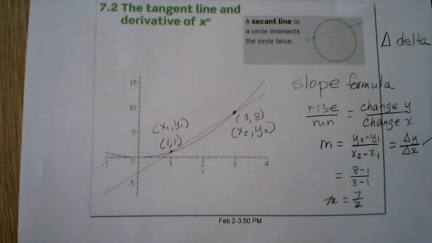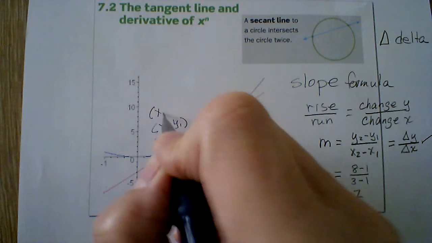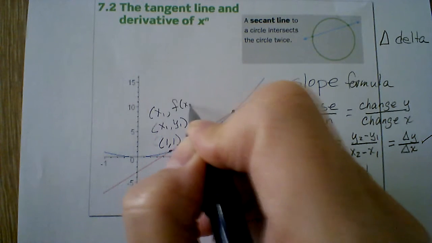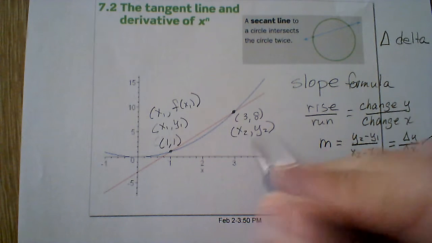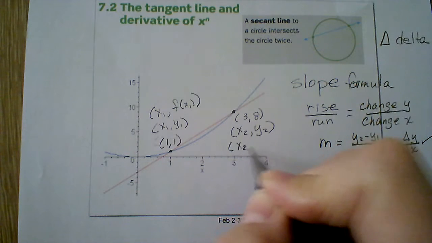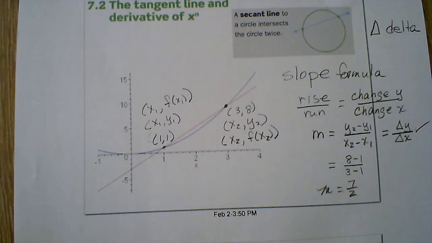I could also label it a slightly different way. I could call this x1, and this is f of x1, agreed? Because isn't y the same as f of x? Agreed? So I could call this x2, and this would become f of x2.